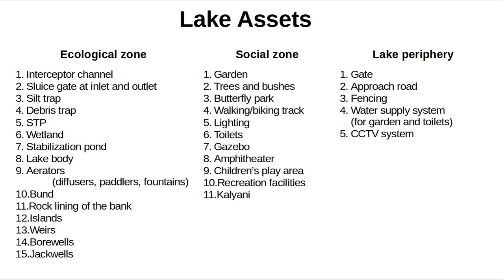When we look at a lake, we see it as a single entity. We do not see anything remarkable. But actually a lake is a set of many assets. In fact, a lake's assets can be divided in three major groups: assets for ecological functions, assets for social functions, and assets for miscellaneous uses.